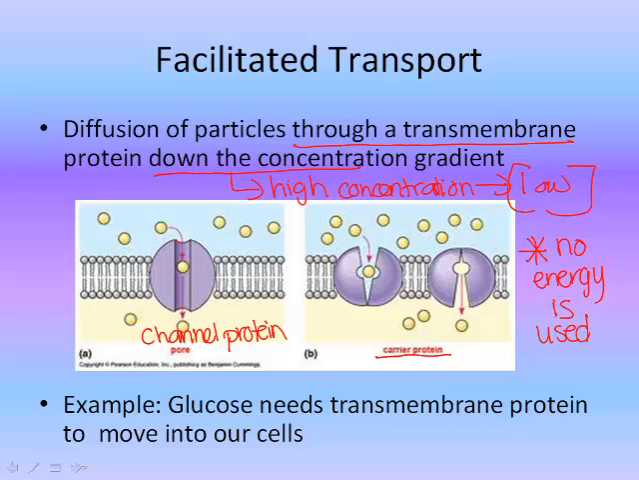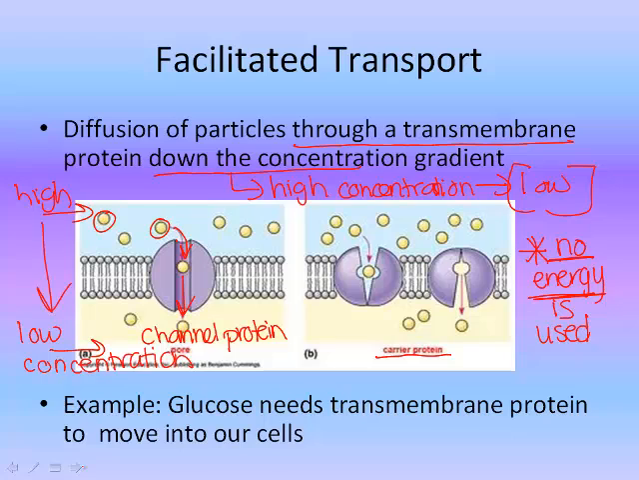So not to get confused when we talk about carrier proteins later with active transport, because right now we're talking about facilitated transport, and facilitated transport uses no energy. So the particles are going to diffuse through the channel proteins or the carrier proteins to the inside of the cell where there is less concentration. So it's going from high to low concentration.